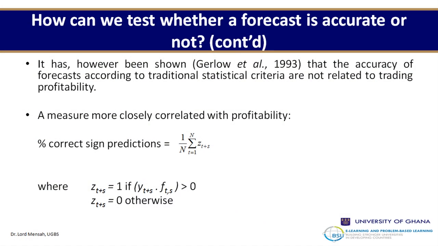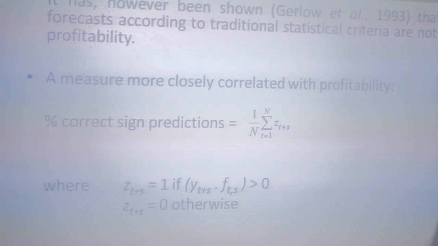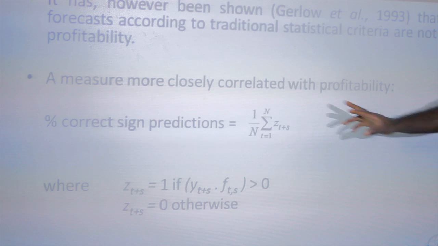Now, it has, however, been shown by Gallo et al., 1993, that the accuracy of forecasts according to the traditional statistical criteria is not related to trading profitability. So they introduced a different measure called the correct sign prediction. This variable Z that you see here is a kind of indicator function, which gives you a value of 1 if the product of your actual and the forecast is greater than 0.